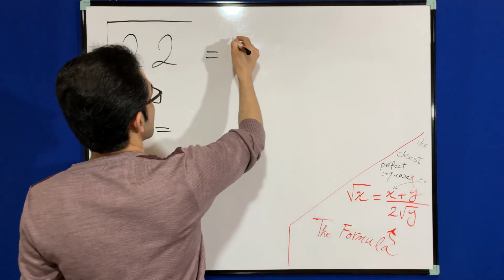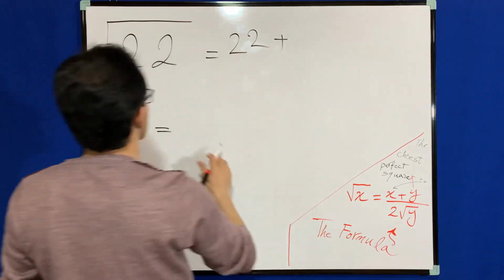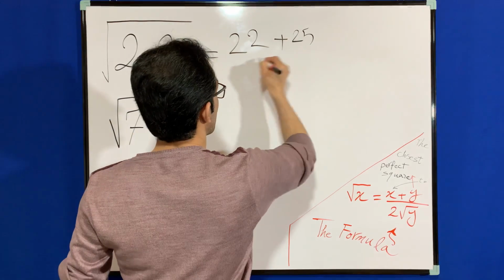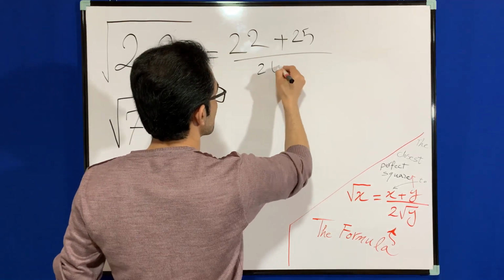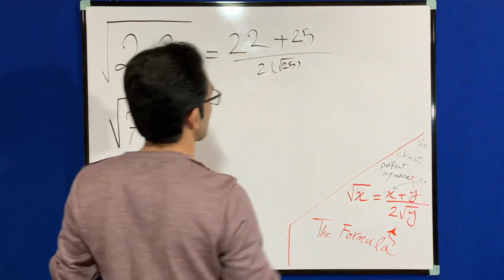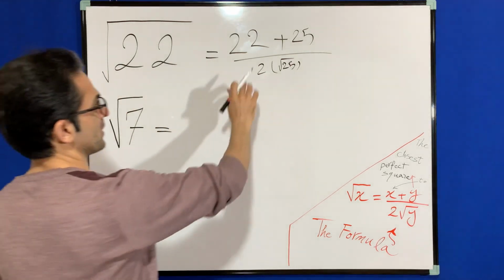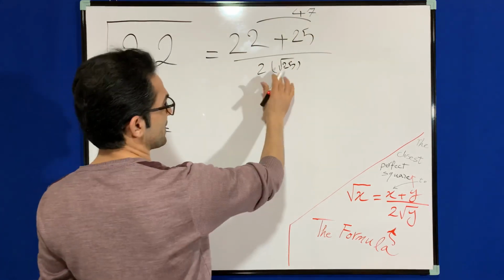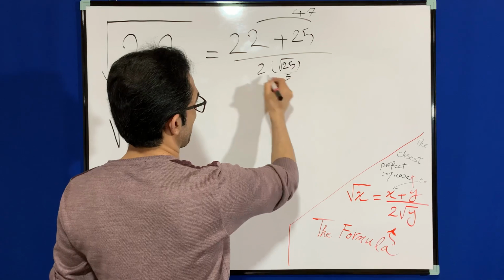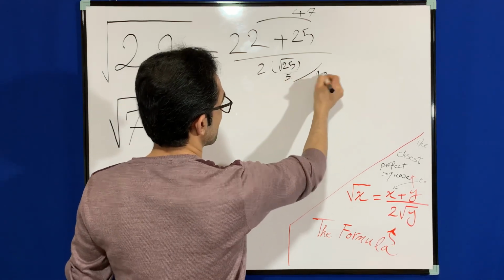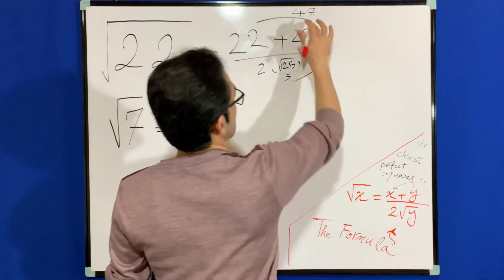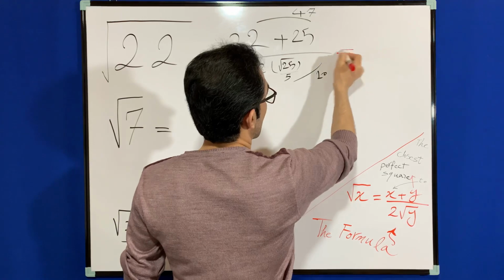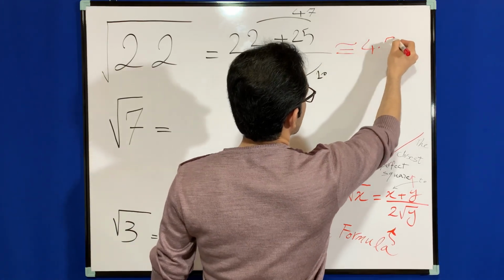First write 22 plus the closest perfect square to 22, which is 25, over 2 times the square root of 25. Now we're going to simplify the fraction. 22 plus 25 equals 47. The square root of 25 is 5. 2 times 5 equals 10. Now the answer, 47 over 10, is approximately equal to 4.7.